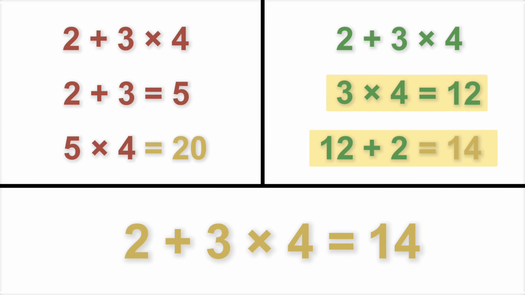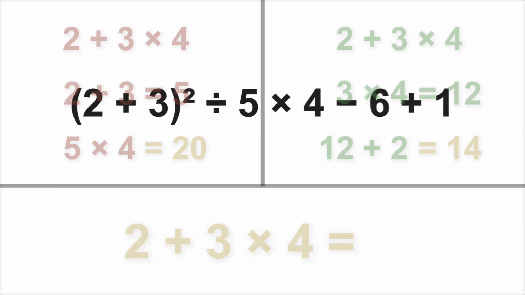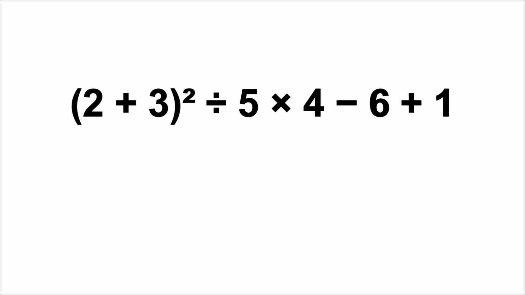Now let's try a harder example involving every part of BIDMAS. This equation might seem intimidating at first, but if you break it down and use BIDMAS, it becomes a lot easier. First, you look at what's in the brackets and solve that first. 2 plus 3 is 5. Next, you do 5 squared to get 25. Then you can do the division, as that comes before the multiplication in the equation. 25 divided by 5 is 5. Now you need to multiply 5 by 4 to get an answer of 20. Finally, you should take away 6 to get 14 and add 1, as the subtraction comes before the addition in this equation. This will give you a final answer of 15.